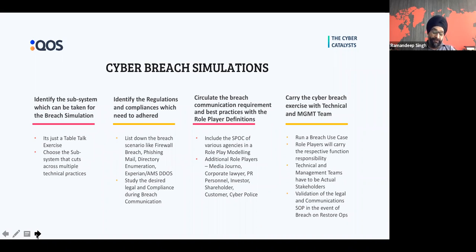So this is my last slide, which is basically carrying all that we've learned from the cyber simulations to now the breach simulation. The cyber simulation is basically for a technical team. You know, when you simulate an attack or a penetration, and then you see how your blue team tools or how blue team processes are responding.